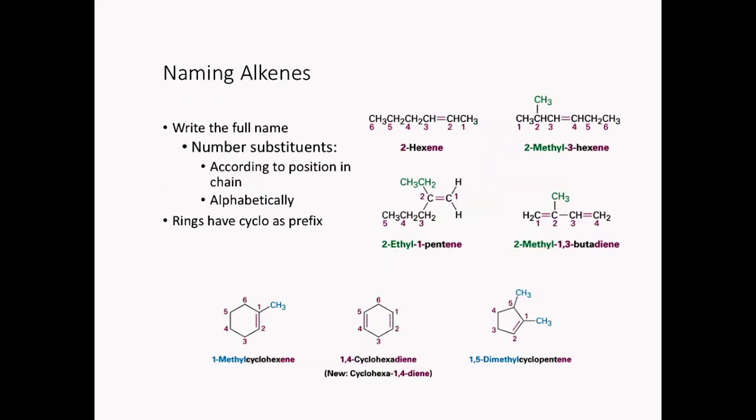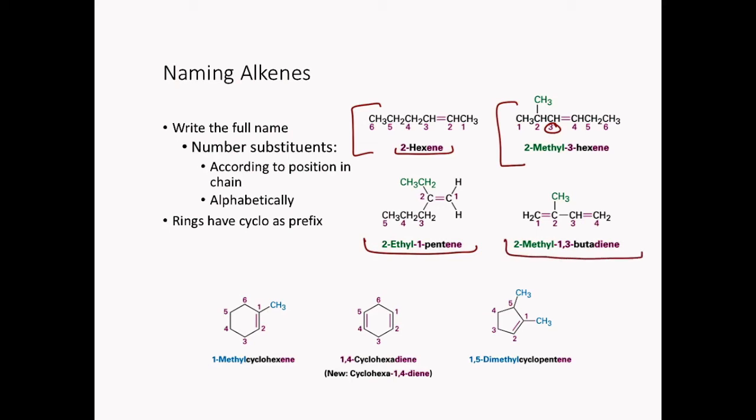Then you want to write out the full name, and you want to indicate the carbon number that the double bond starts on. So this becomes 2-hexene. This becomes 2-methyl-3-hexene because the double bond starts at 3 and there's a substituent at carbon 2. This becomes 2-ethyl-1-pentene because the double bond starts at carbon 1.